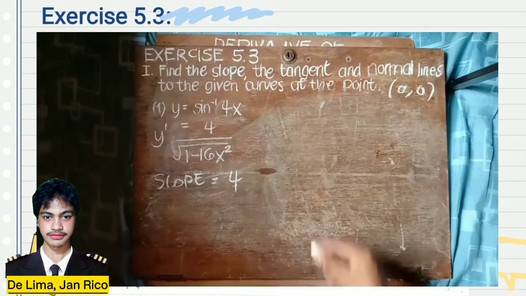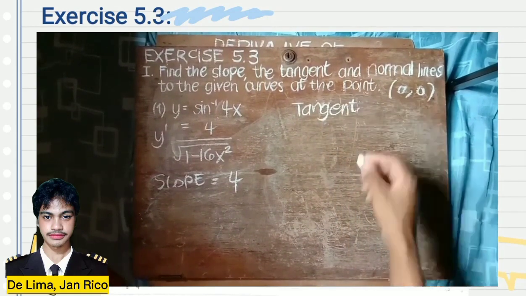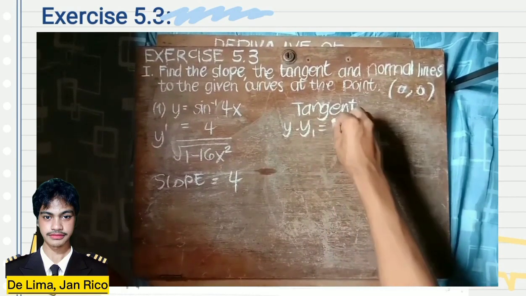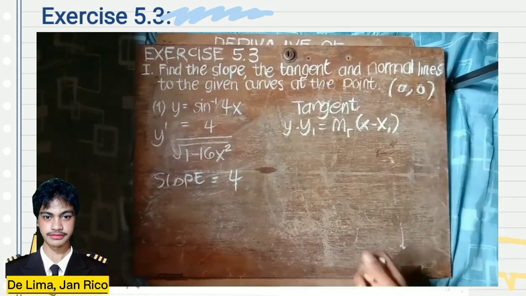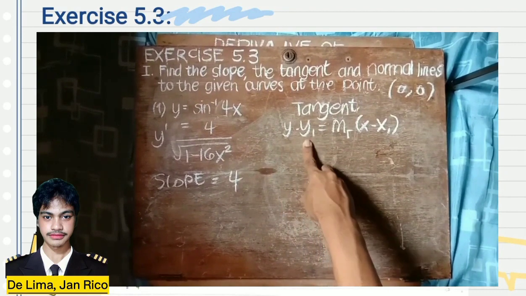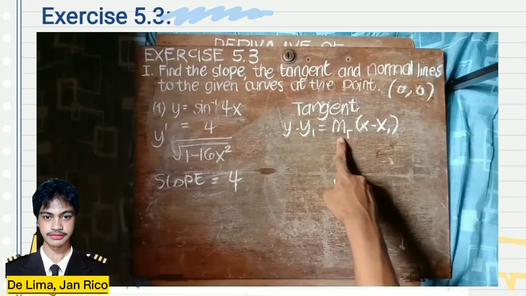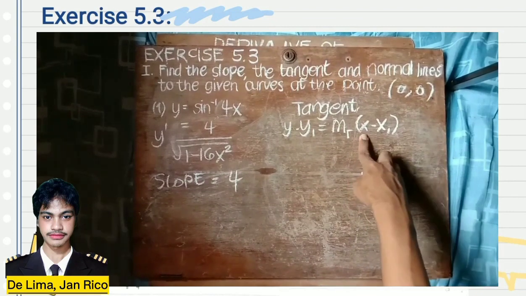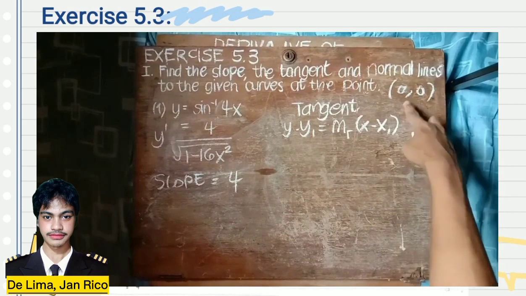And next is the tangent line. Sa tangent line, we have the formula y minus y sub 1 is equals to m sub t times x minus x sub 1. Wala tayong value for y, so magiging y na lang siya. And ang value naman natin for y sub 1 is equals to 0. And m sub t naman, or the slope, is equals to 4 times x. Wala tayong value for x, so x na lang siya. And ang value naman natin for x sub 1 is equals to 0.